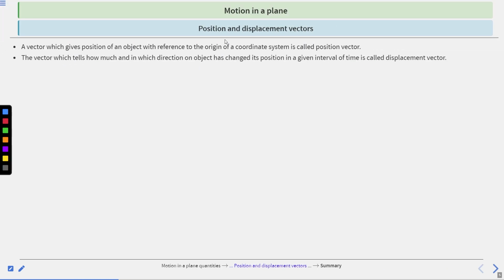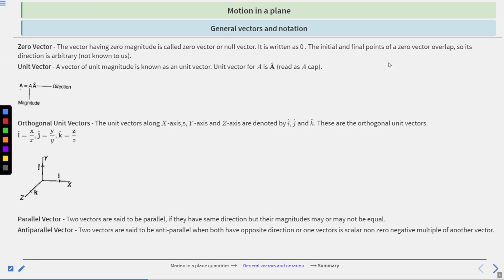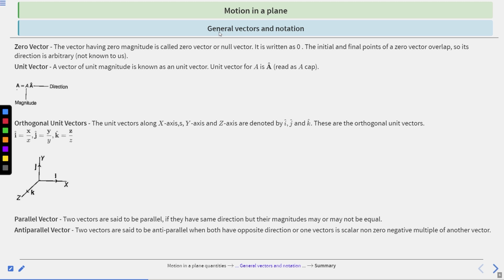Next is position and displacement vectors. A vector which gives the position of an object with reference to the origin of a coordinate system is called the position vector. Whereas the vector which tells how much and in which direction an object has changed its position in a given interval of time is called the displacement vector. Clear?